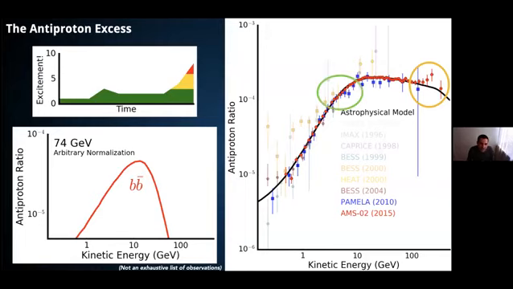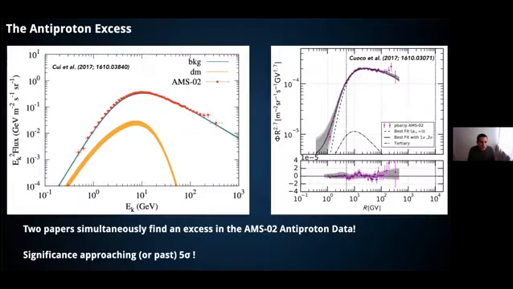And then there's a second excess, which you can't see by eye, but which is potentially statistically significant based on the very small statistical uncertainties in this data. In fact, it was pointed out in 2016, 2017, that there was an excess in this data that could be fit by a dark matter annihilation model. So here, by Cui et al.